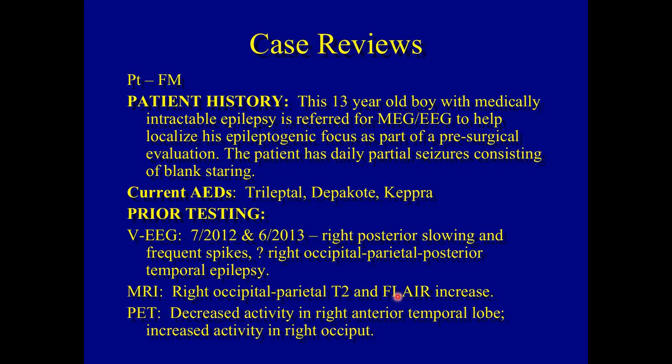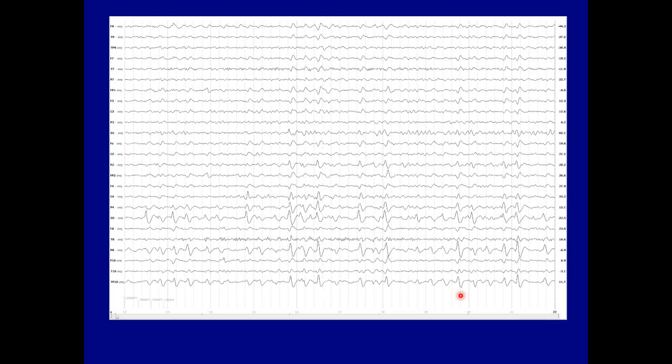Here's a 13-year-old boy, has daily seizures on a bunch of medications. His video EEG shows right posterior slowing and frequent spikes. Are they occipital? Are they parietal? What's going on? He had some MRI changes in that region, but the PET again was anterior temporal lobe, increased activity right. I mean, it's again a confusing sort of thing. Let's try to use the MEG to sort some of this out.